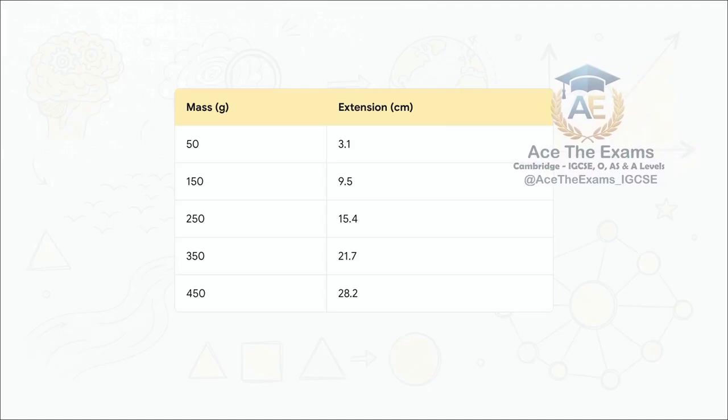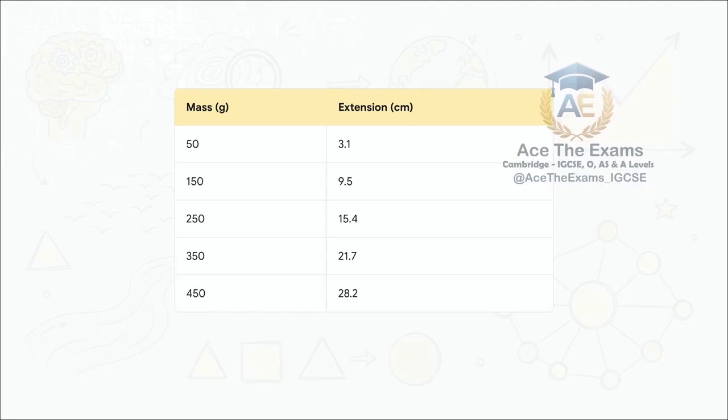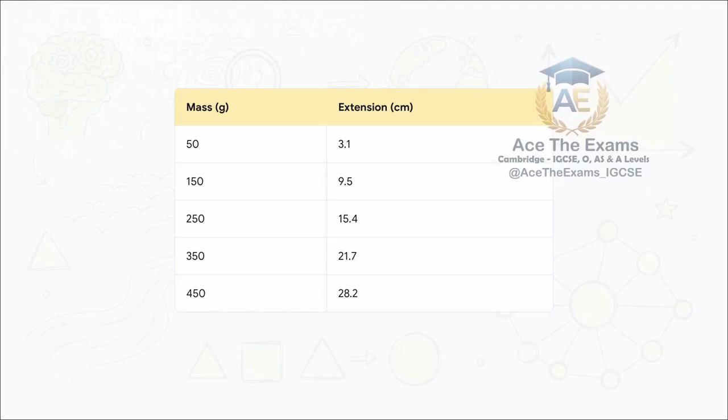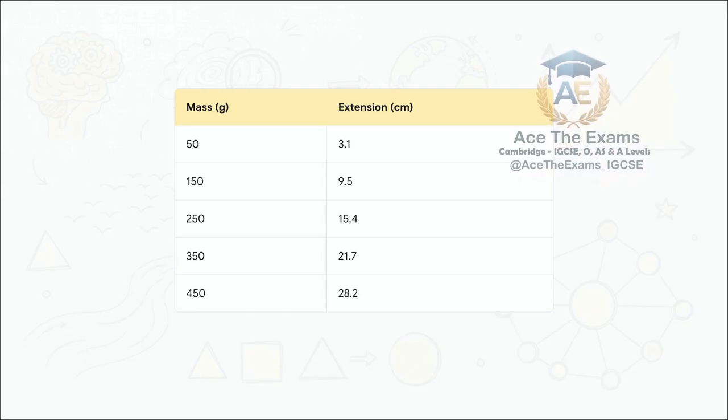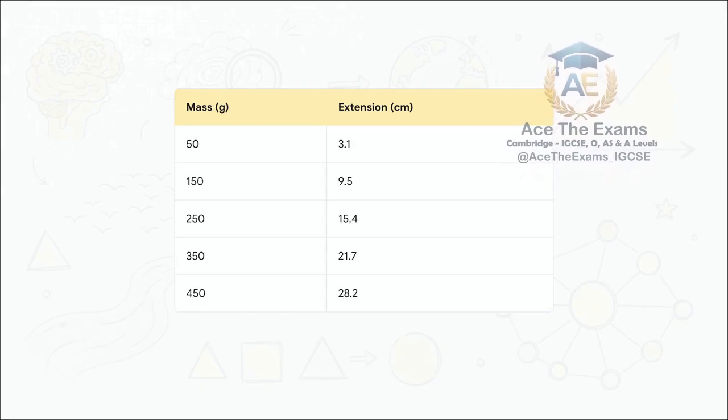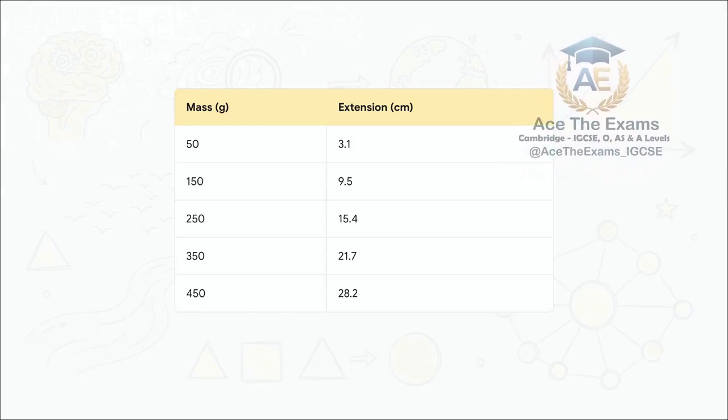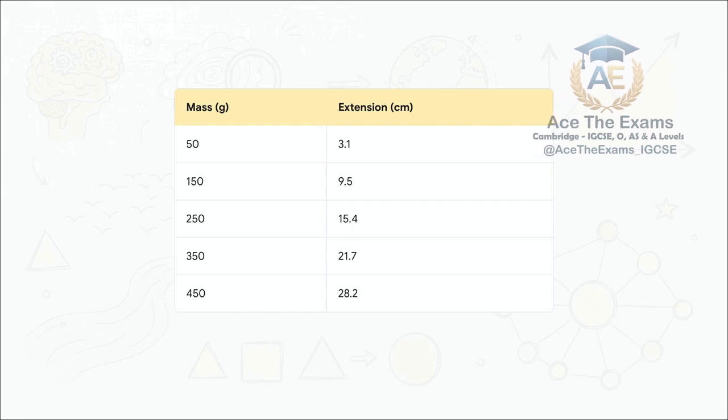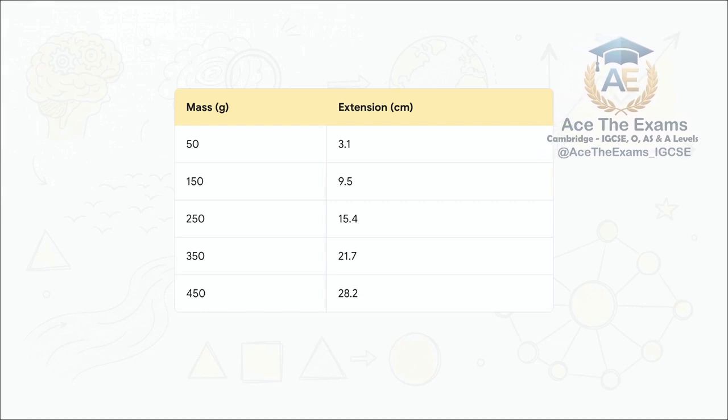Just take a look at this data set. As we increase the mass from 50 grams all the way up to 500 grams, you can see the extension reliably increasing right along with it, from 3.1 centimeters up to 31.2 centimeters. But here's the thing. Raw data sitting in a table is just our starting point.